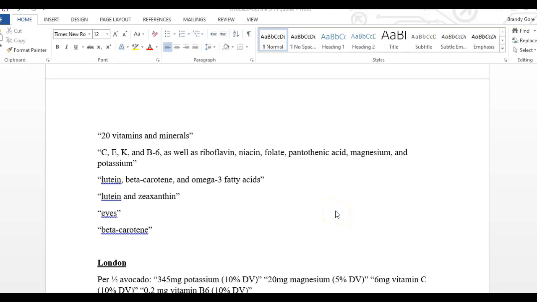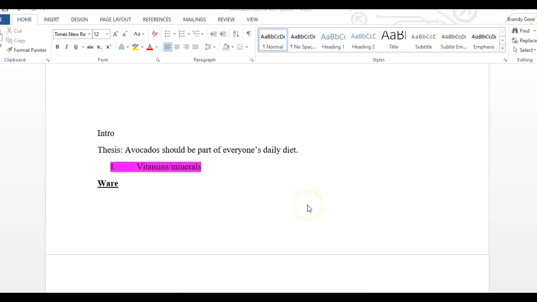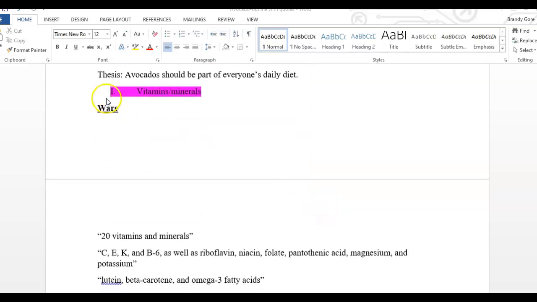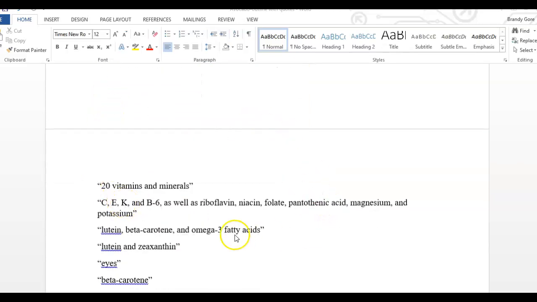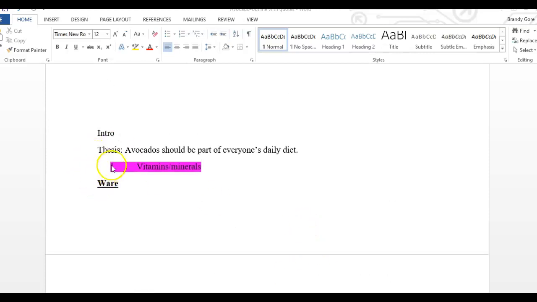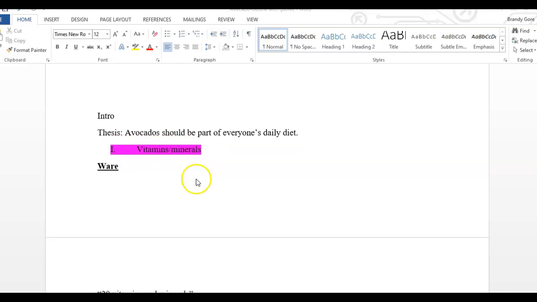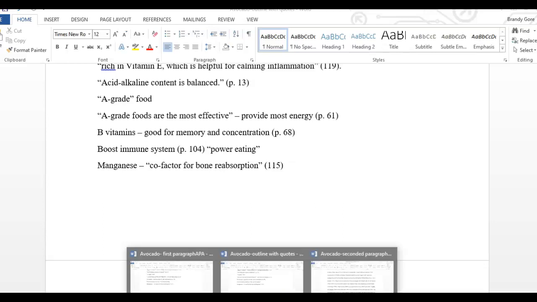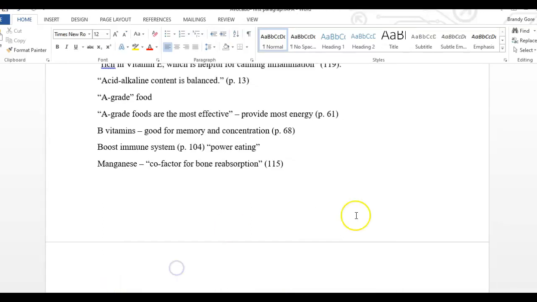Okay, this is Simple Research for Composition, Part 4, using APA documentation style. So we left off in Part 3 with the outline that has the quoted material in it. I recommend that you write your body paragraphs one at a time. That means you would take this information from vitamins and minerals, and only that information, and begin working on your first body paragraph.